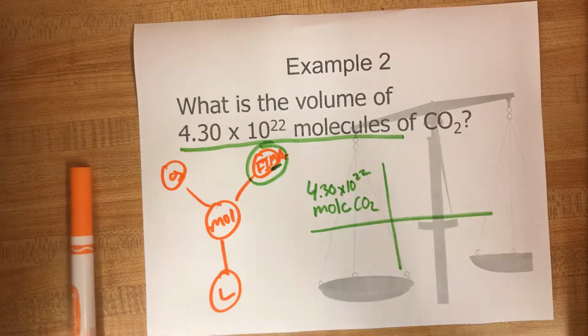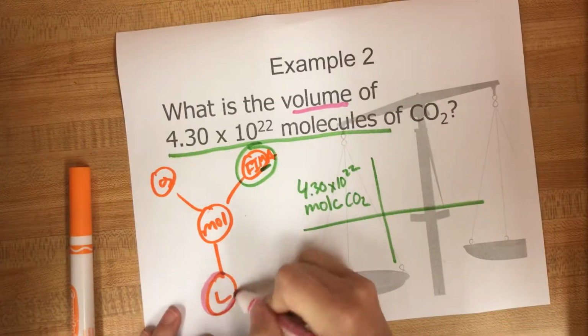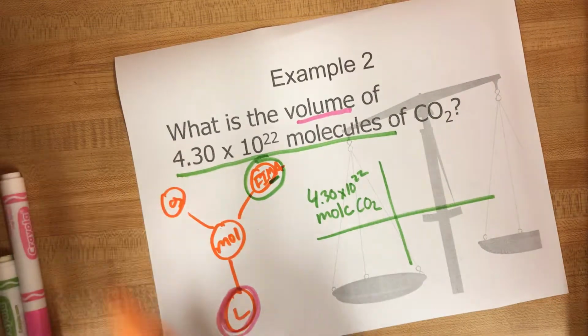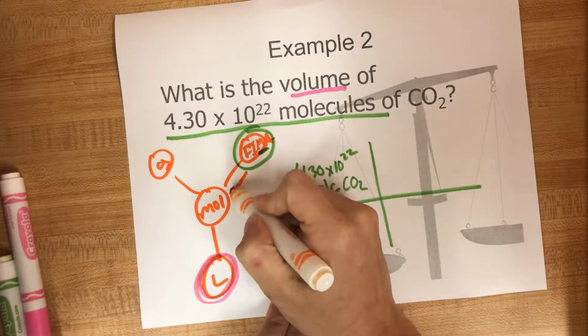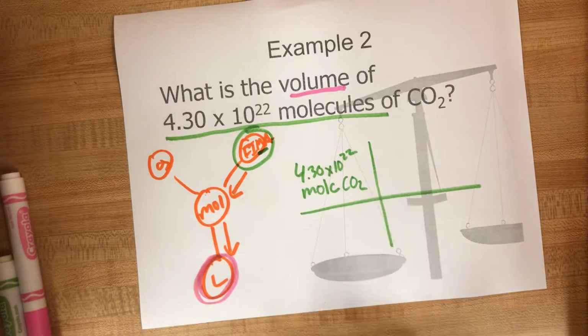So now we're going to go back to this, and it says, what is the volume? Volume means we're going down here. We're going to liters. All right? So this table, again, tells you exactly what to do. So we're at FEMA. We need to go to moles first, and then moles to liters. Exactly like your table should have.